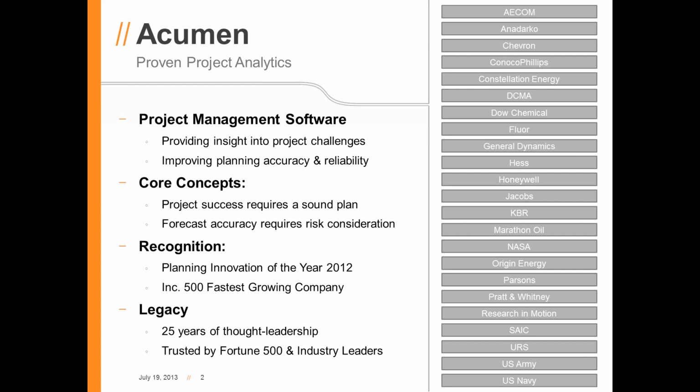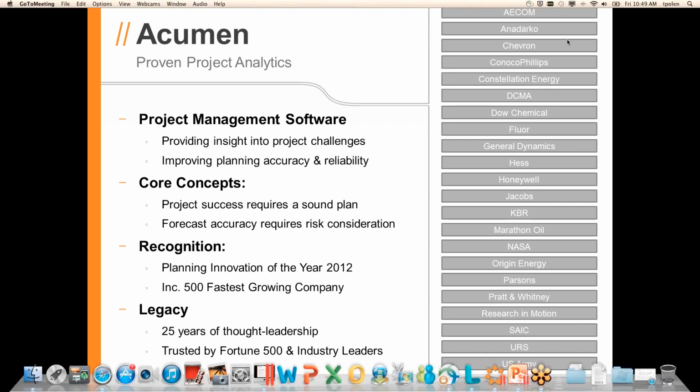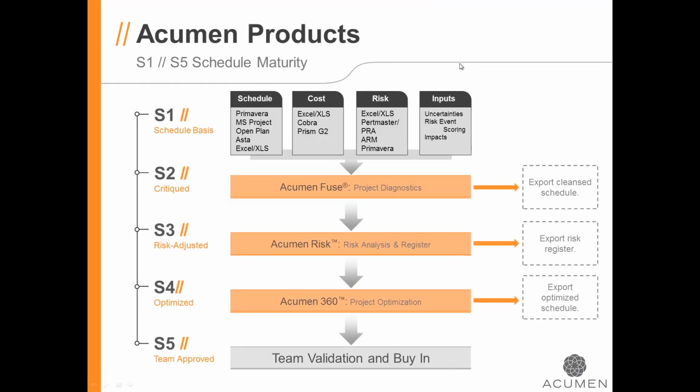As we talked about in yesterday's webinar, risk consideration is a huge component as well, both from the baseline standpoint and from an ongoing standpoint. Today with 360, we'll be talking about the next step after risk consideration. Some of the recognition that we're proud of at Acumen is Planning Innovation of the Year 2012 and an Inc. 500 fastest growing company. Our legacy is 25 plus years of thought leadership, and we're trusted by Fortune 500 and many of the industry leaders that you see here on the right-hand side of the screen.